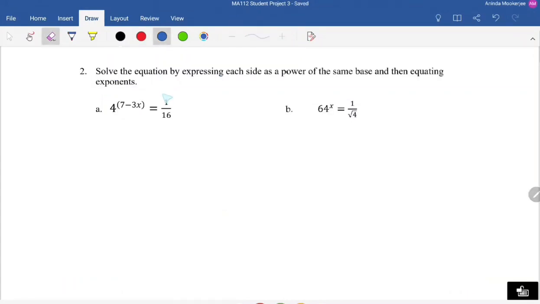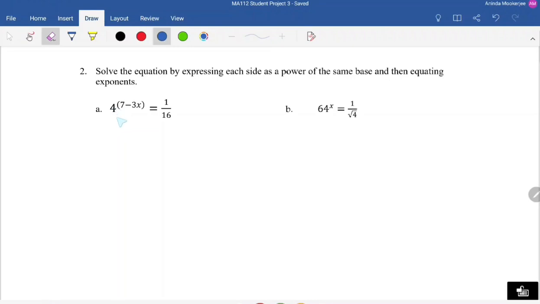Now, question number 2 is about solving various types of exponential and logarithmic equations. The first one given here is 4 raised to the power 7 minus 3x equals 1 over 16. So this is an exponential equation, and the first goal that we must have when solving exponential equations is to try and rewrite them with a common base.